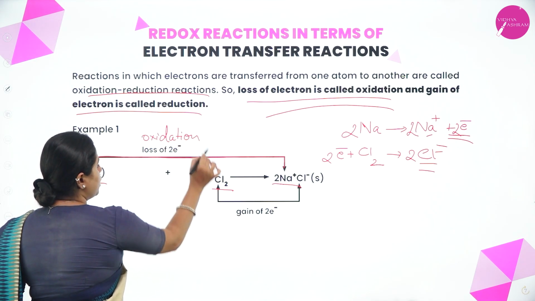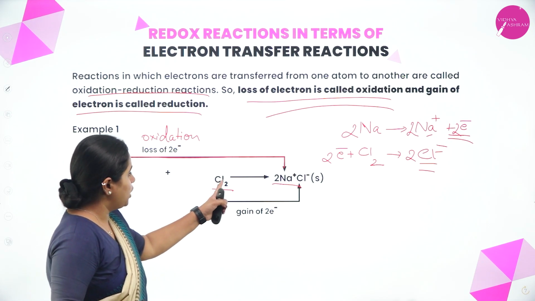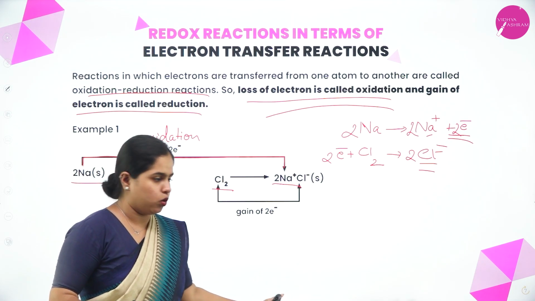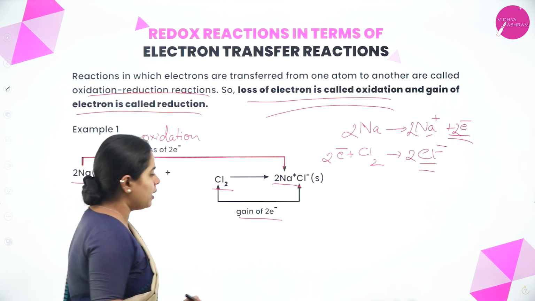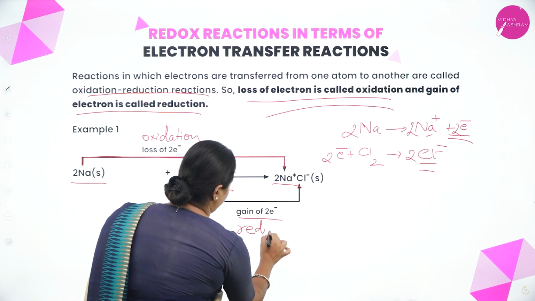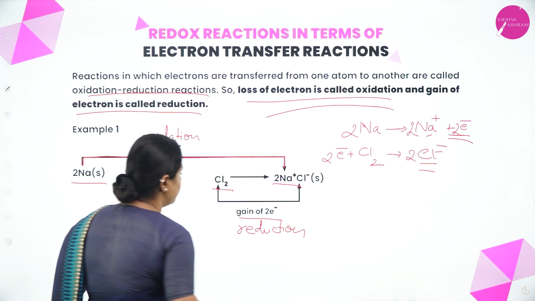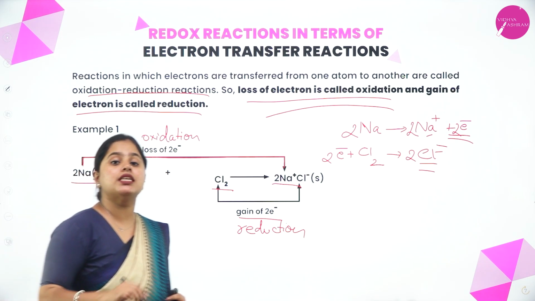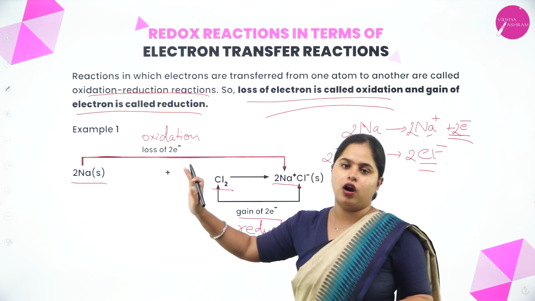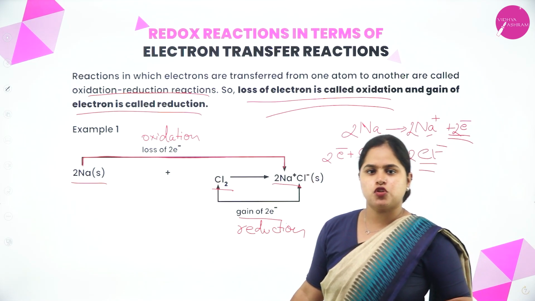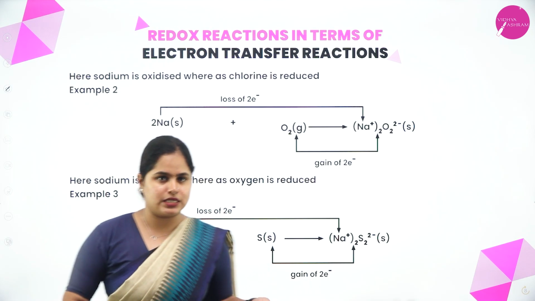Oxidation. And chlorine, what happens to chlorine? Those 2 electrons are being accepted by chlorine, that is gain of 2 electrons, and it forms 2 Cl minus. Okay, so what process is happening or what reaction is it? It is a reduction reaction. So in the same reaction, you can see reduction and oxidation taking place. So this type of reaction is called a redox reaction. So I hope it is clear. Now let's move on to another example, right?